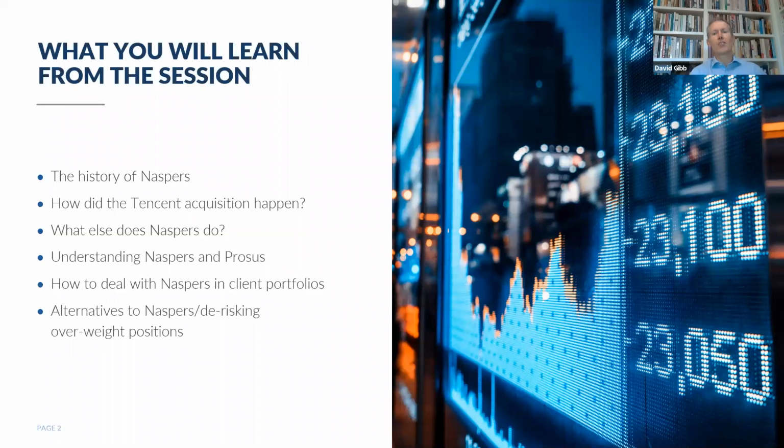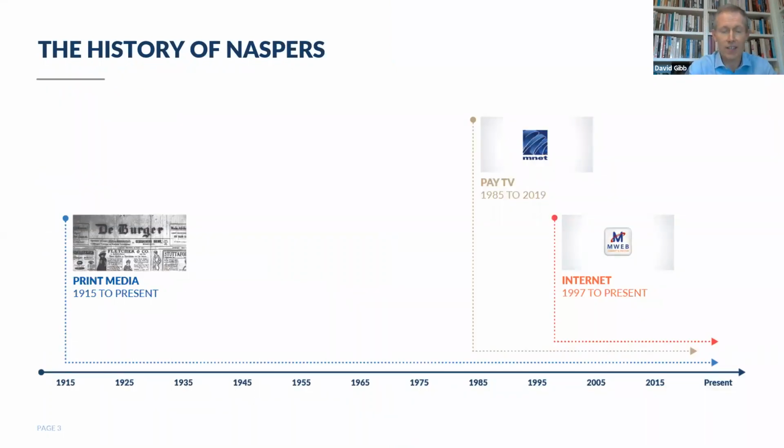So let's move on. The history of Naspers, it's a long history. The business has been around for 105 years. And we've had some very colorful parts in the history, but if you break it down, the business has been about print media, which they are still in. That was the first business. Then they started pay TV, and that was in the mid-80s. And then the internet arrived in the mid-90s, and they were soon to latch onto that.